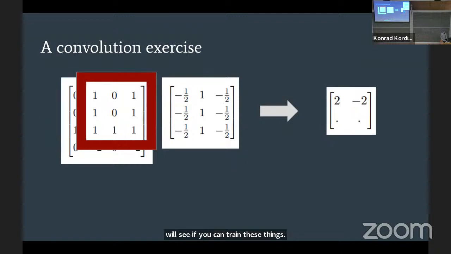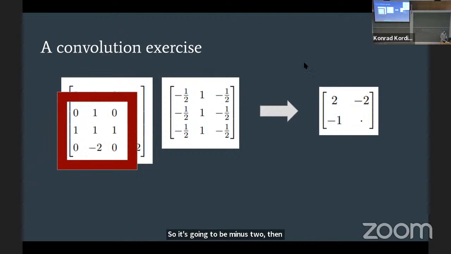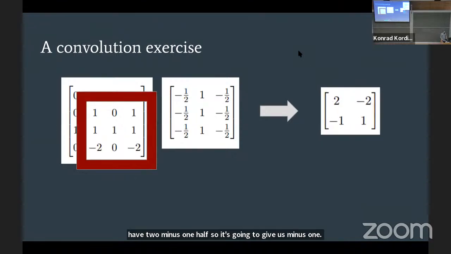Okay, so this gives us the 2. Now we go here. We have the 1s in the middle, give us just 1 + 1. The 6 ones on the sides will give us -3. So it's going to be -2. Then what do we have down here? The 1s in the middle give us 0. We have 2 times -1/2, so it's going to give us -1. And then ultimately here, the 1s in the middle give us a 1. The -1/2 on the side give us nothing. So it's going to be a 1. Okay, that's convolution.